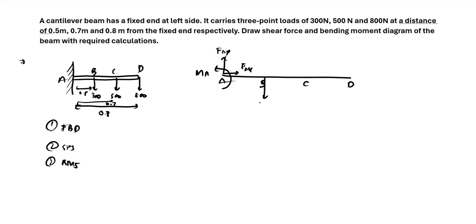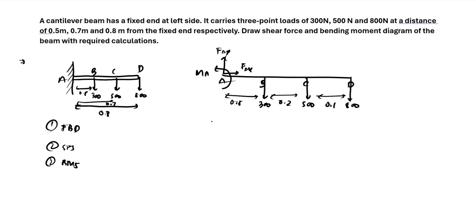So at B we have a force of 300, at C we have a force of 500, and at D we have a force of 800. And the distance is 0.5. This is 0.2. This is 0.1. Yeah, so let us see how we can solve this.